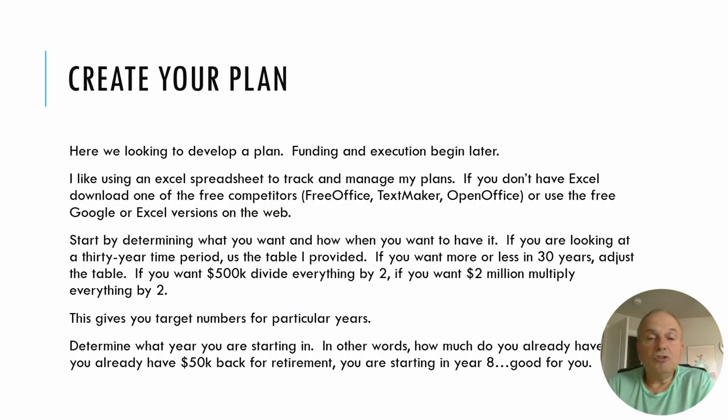First thing you need to do is determine what you want. Now, if you just want to copy me, $1 million in 30 years, it's pretty simple. If you want to go a half million, cut all the numbers in half. If you want to go to 2 million, double them. 3 million, times 3. It's all linear, so it's very simple and easy to use. And if you put that into Excel or onto a spreadsheet, the calculations become very, very easy, and that gives you your target.